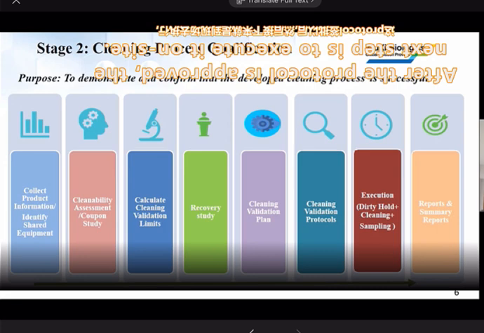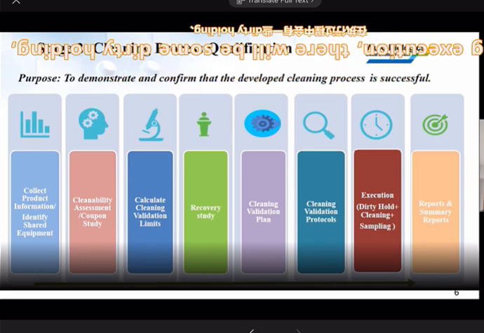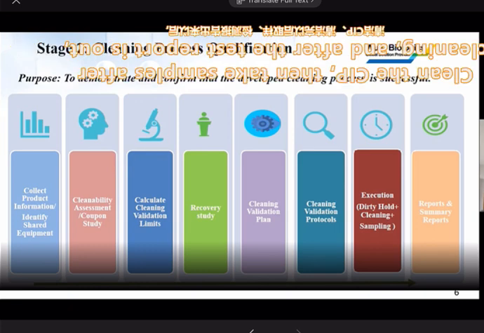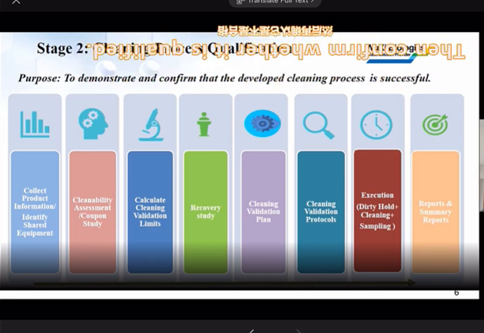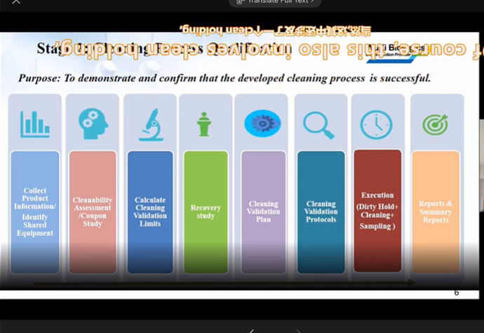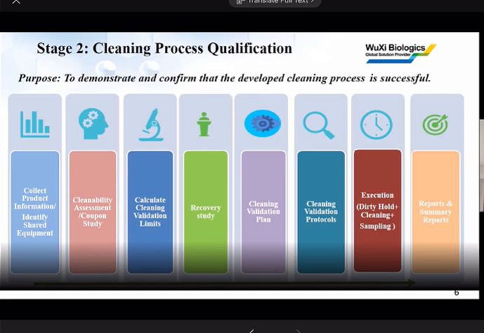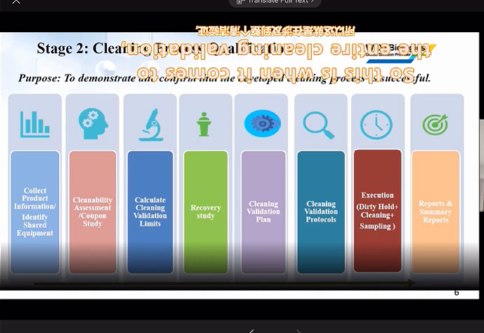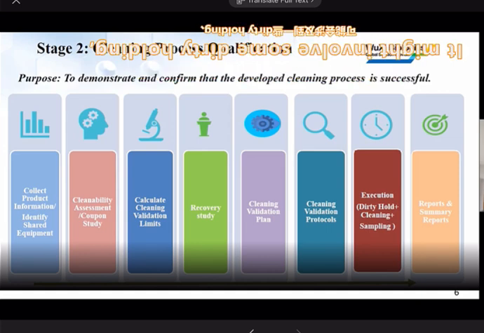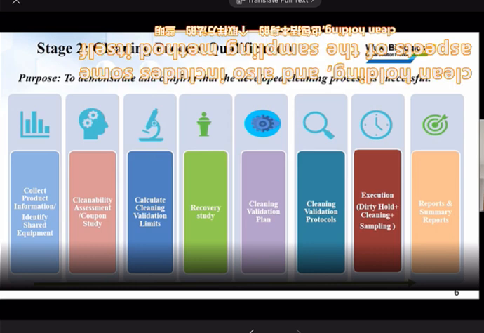After the protocol is approved, the next step is to execute it on site. During execution, there will be some dirty holding. Clean the CIP, then take samples after cleaning, and after the test report is out, confirm whether it is qualified. Of course, this also involves clean holding. After cleaning, there's also a study on clean holding.